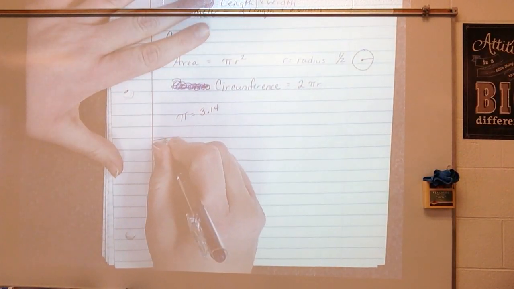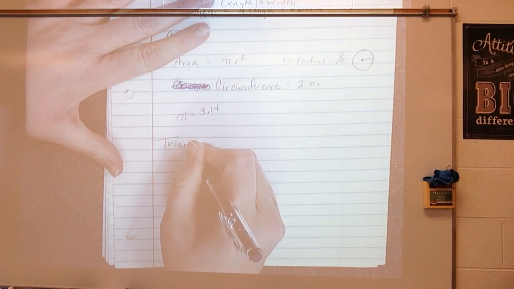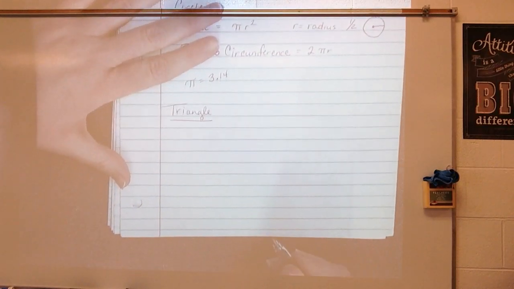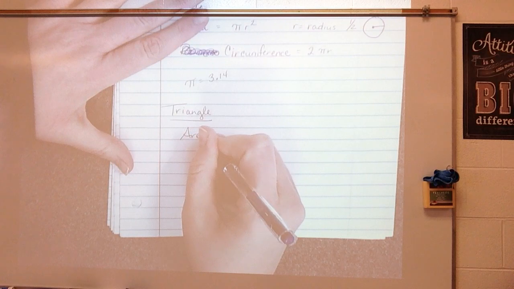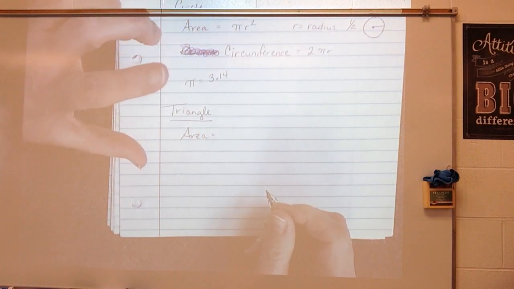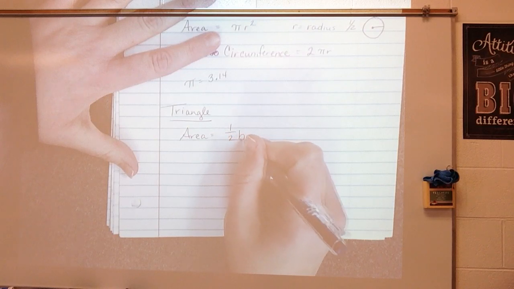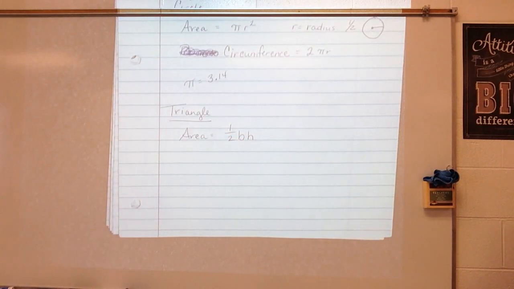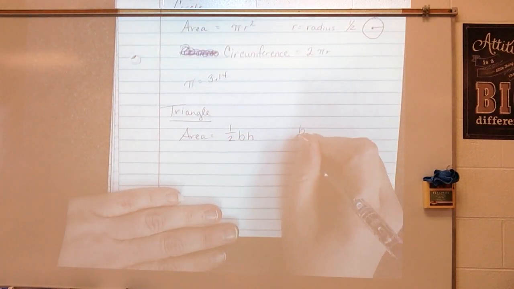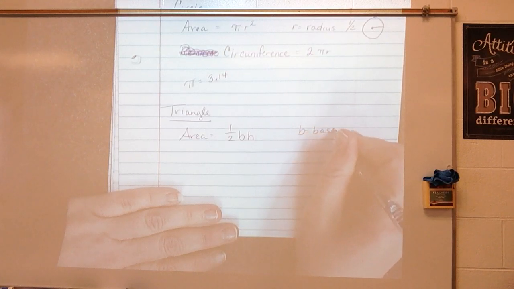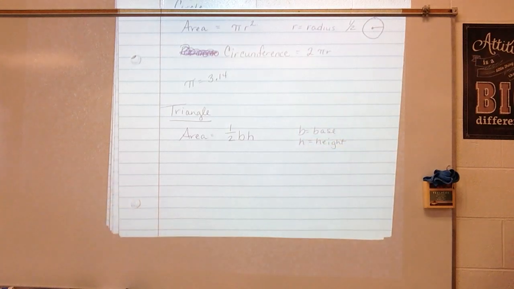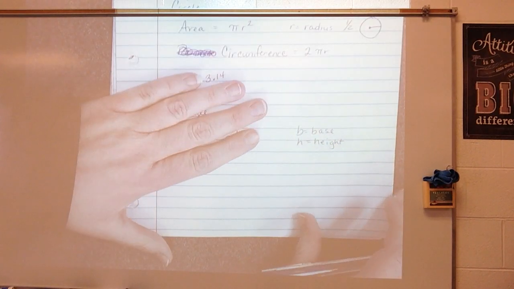Alright, and then let's look at a triangle. To find the area of a triangle, you're going to do area equals 1/2 base times height. B is your base, H is your height. So using these formulas, let's look at a few problems.